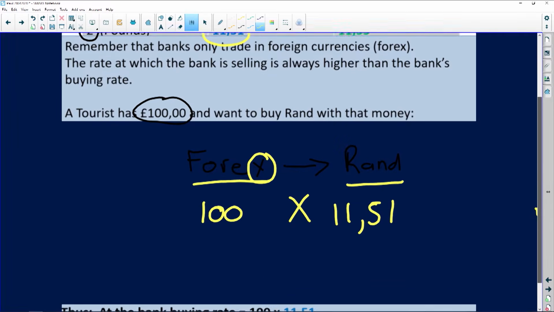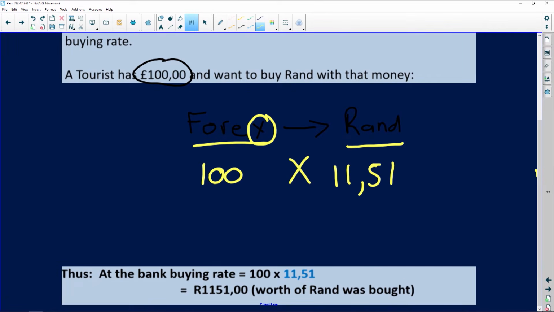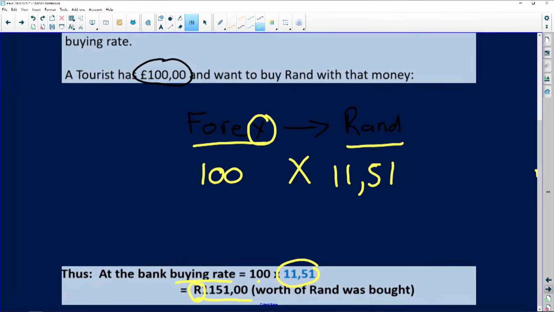Now if you do that calculation, it will look like this. At the bank buying rate, £100 converted to rands at the buying rate of the bank of 11,51 will give you 1,151 worth of rands. Again, guys, the symbol in the front indicating that you have converted from Forex, which was the pound, to Rand is very important. Let's have a look at the next one.